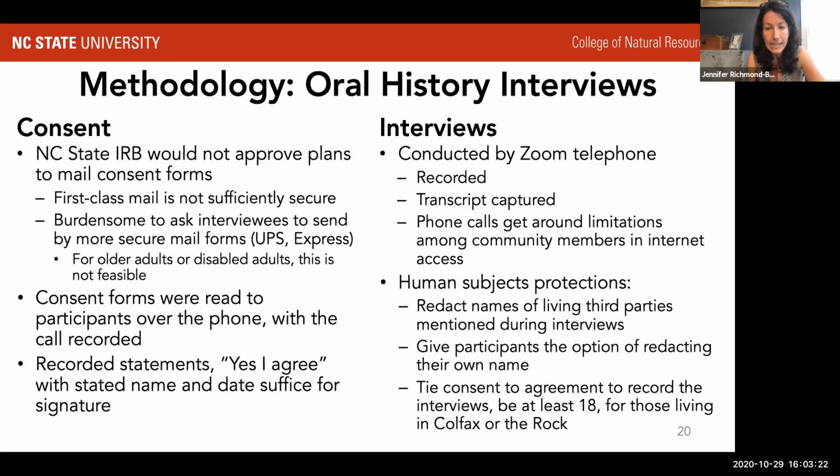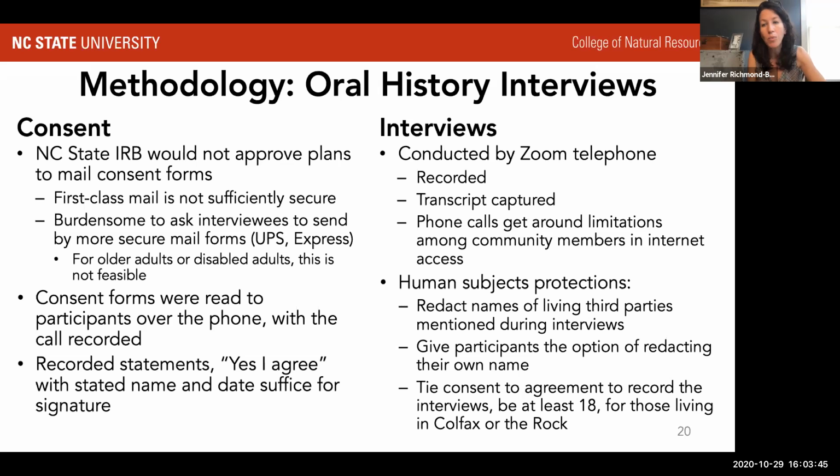We've been conducting interviews over the telephone, actually using Zoom telephones so that we could record them and capture a transcript. The phone call function in Zoom gets around the limitation because Colfax, as you saw, is up in a rural part of Louisiana.